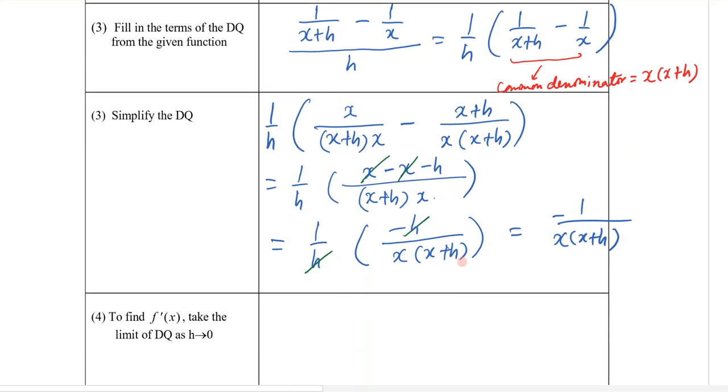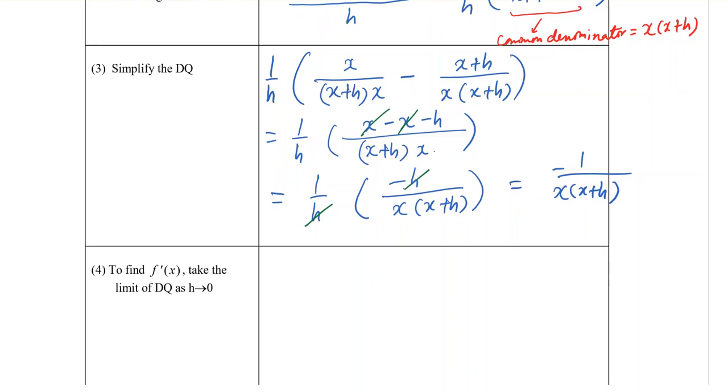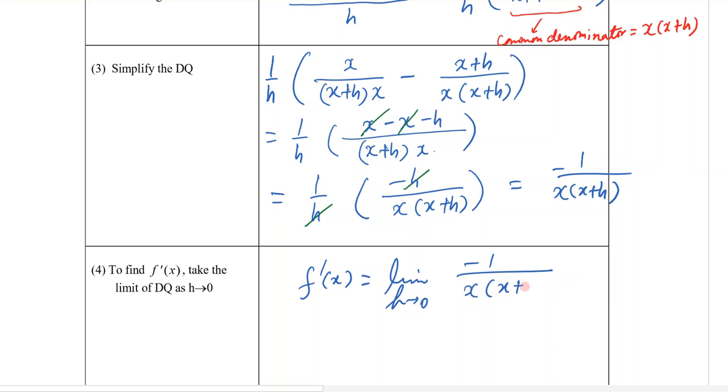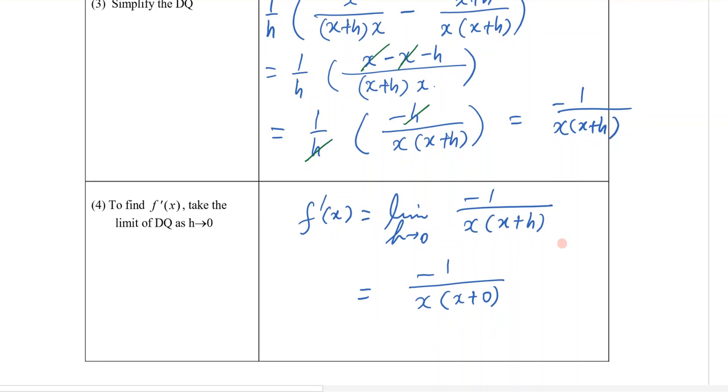So in the next step, once we simplified it, we're going to take the limit as h approaches 0. So therefore, the derivative would be the limit as h approaches 0 of the difference quotient. So let's just apply the limit. When I plug in the value, we get negative 1 over x plus 0. So x times x is x squared, so negative 1 over x squared. So this is the derivative of 1 over x. So this is the required solution.